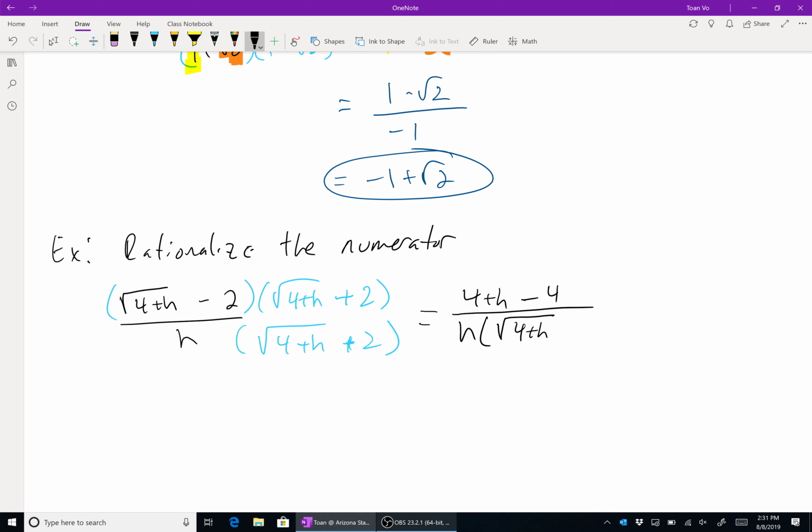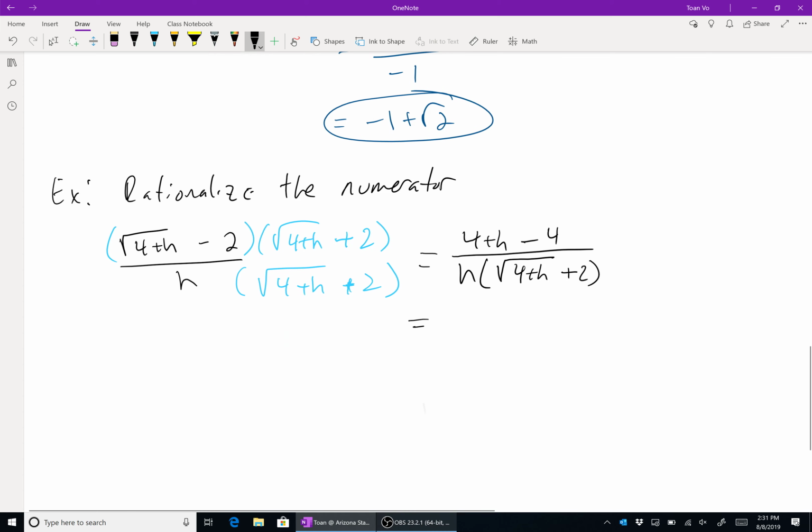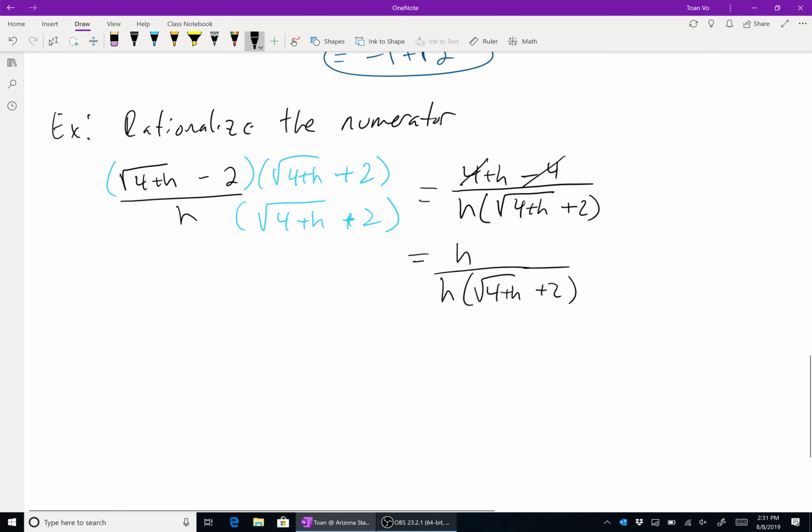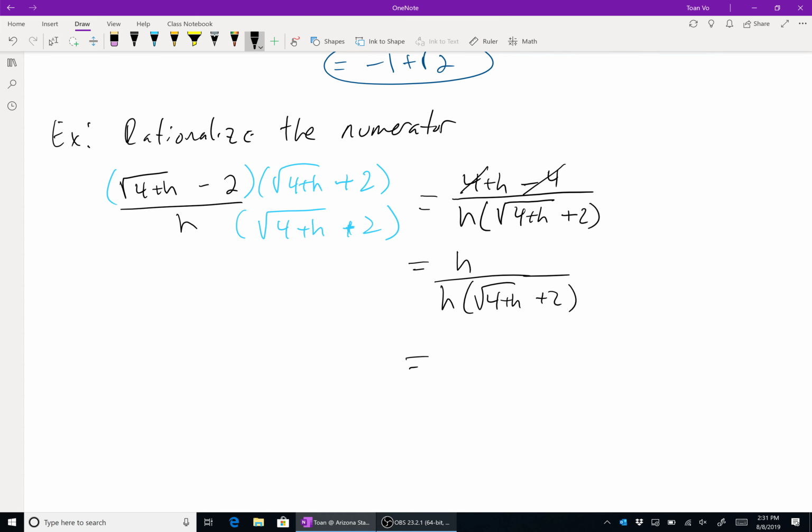Because 9 out of 10 times when you do these rationalizing problems, stuff will cancel out. So in the numerator, the 4's cancel, plus 4 minus 4. So you're left with h over h times rad 4 plus h plus 2. And you guys can see how the h is reduced now? Yeah. So when you guys are doing these rationalizing problems, that will usually happen. Something should reduce out. There you go. We rationalize the numerator.